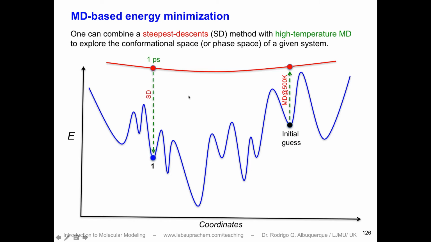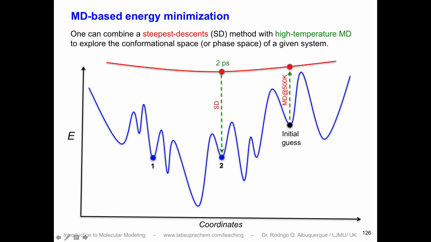And every, let's say, 1 picosecond, we take a snapshot and we do steepest descent minimization on that snapshot so that we can fall in a local minimum. In this case, we make a minimization of this snapshot, after 1 picosecond of molecular dynamics, to produce the structure number 1. So we can get a local minimum.